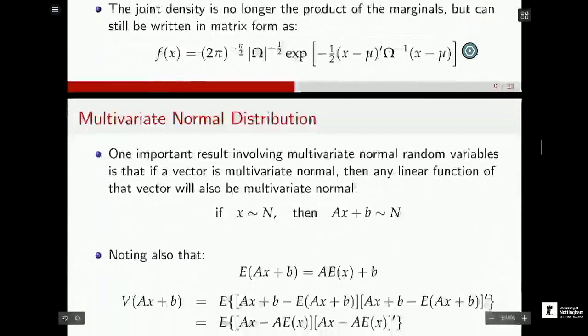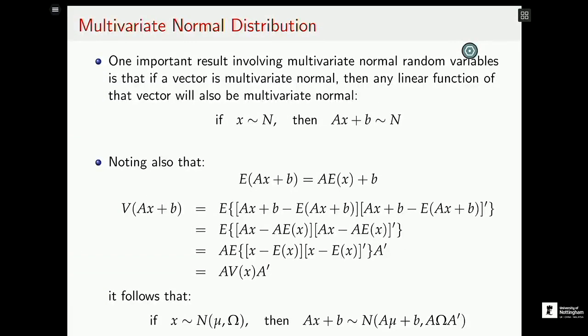Now, what we're going to start looking at today is a useful result to do with multivariate normal distributions, where we take a linear function of a vector of random variables that follows a normal distribution. And we can immediately say that if you've got a vector that's multivariate normal, so you've got x that follows a normal distribution, and x is a vector here, so this means multivariate normal, then if we take a linear function of the vector, that will also be multivariate normal.